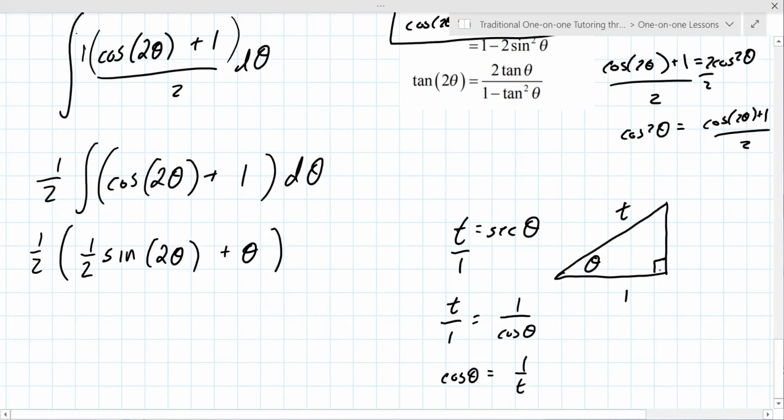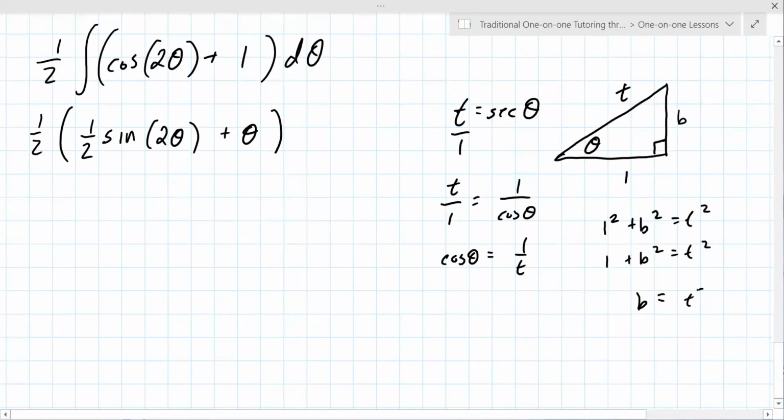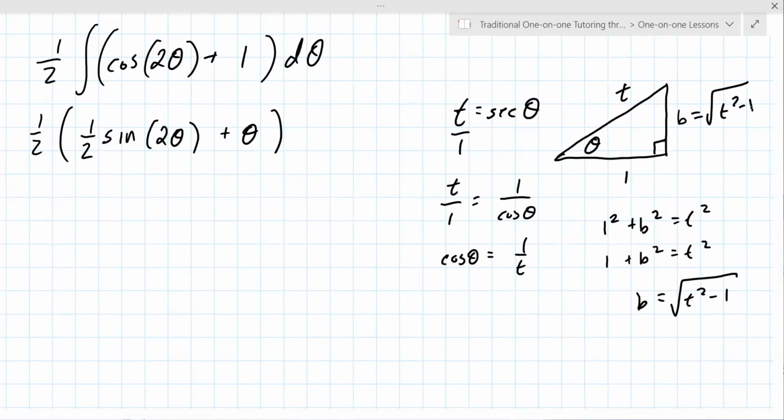Finding the third side of the triangle here, the b, you do 1 squared plus b squared equals t squared. And then you solve for b. 1 plus b squared equals t squared. So you end up getting b equals the square root of t squared minus 1. Okay, so that's this triangle stuff.